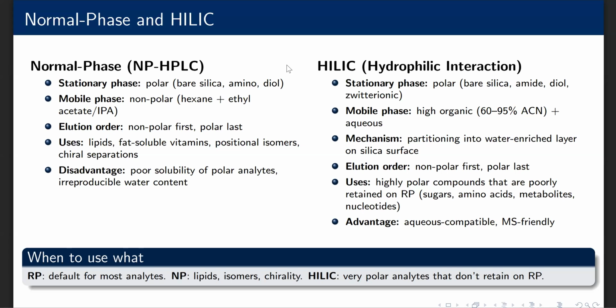The decision rule at the bottom is practical. RP is the default. Use NP for lipids and isomers. Use HILIC for very polar analytes that do not retain on RP.